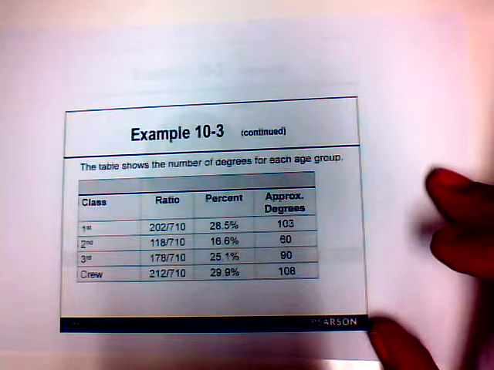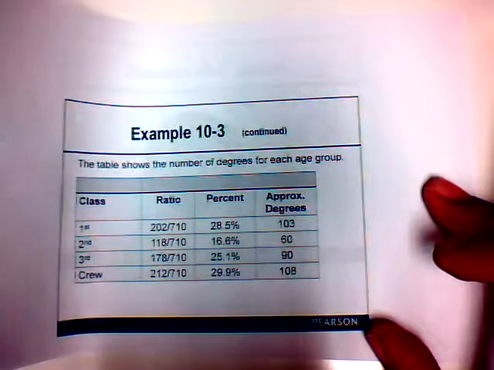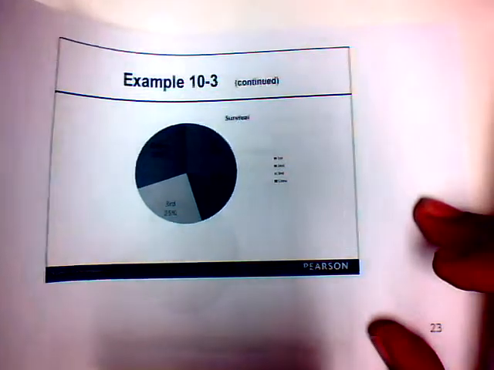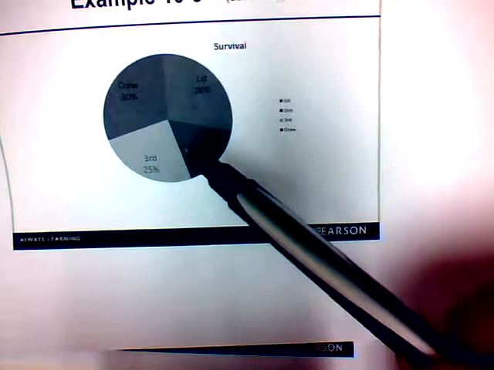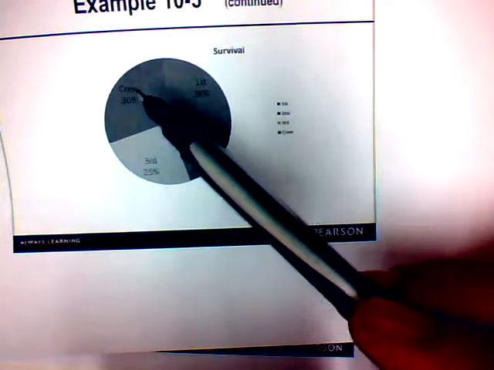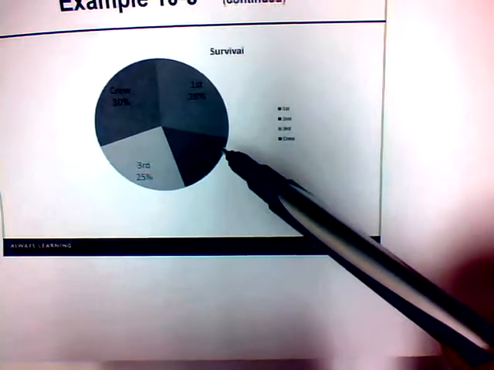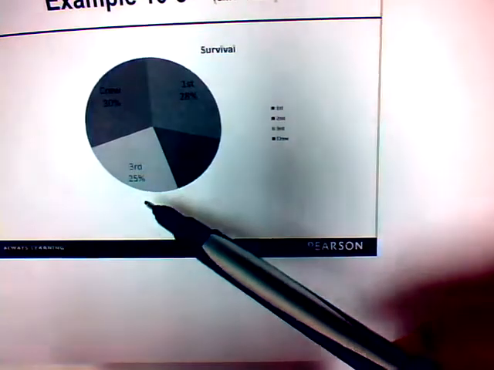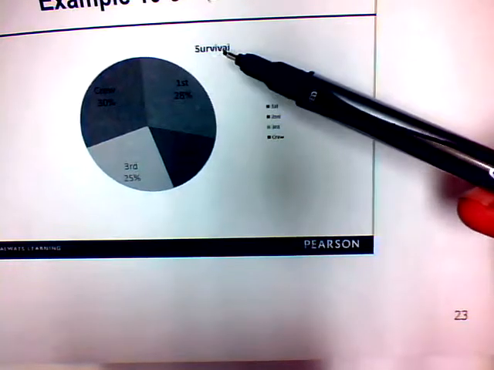Okay, now I'm going to skip over to this slide so that you can see what the graph looks like. Okay, now this may be hard to see, but if I had this in color, you can see here that you have your crew, which is 30%, the first, which is 28%, the second, which is 17%, and the third, which is 25%. And you can see first, second, third, and then the crew for survival.